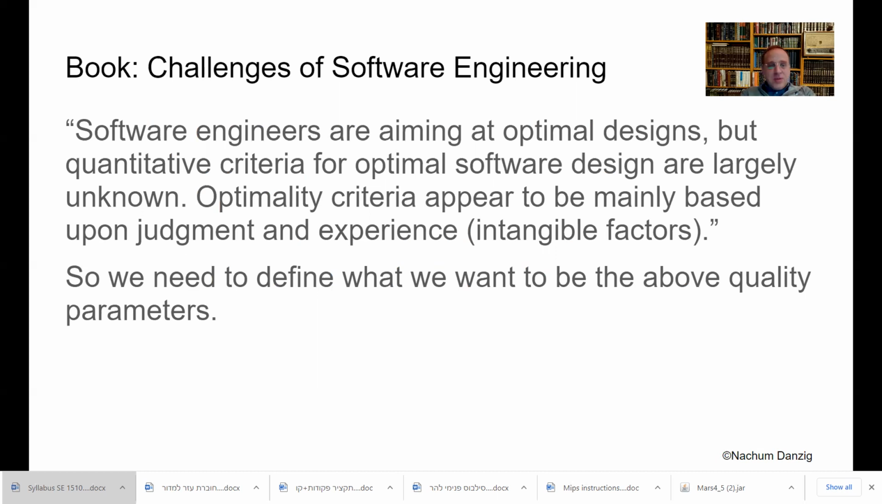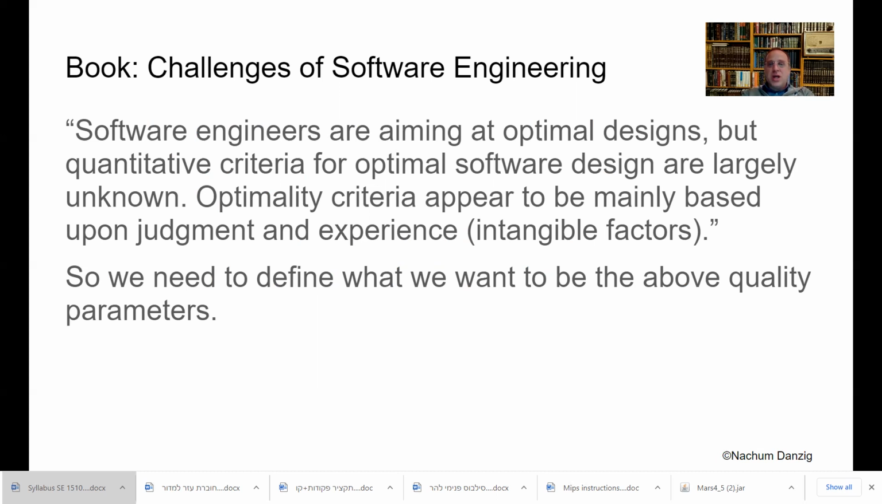Optimality criteria appear to be mainly based on judgment and experience, which are intangible factors. In other words, somebody will just say, oh, this seems better than that. It's like saying, this bridge looks better than that bridge. It seems like it's better. But we should have a way of judging. We should have a way of stress testing things and saying, oh, no, this is better.